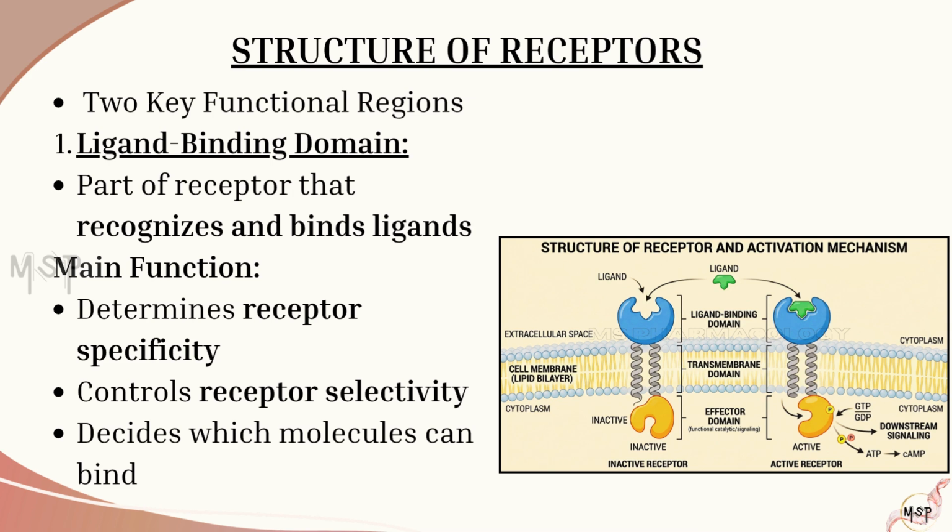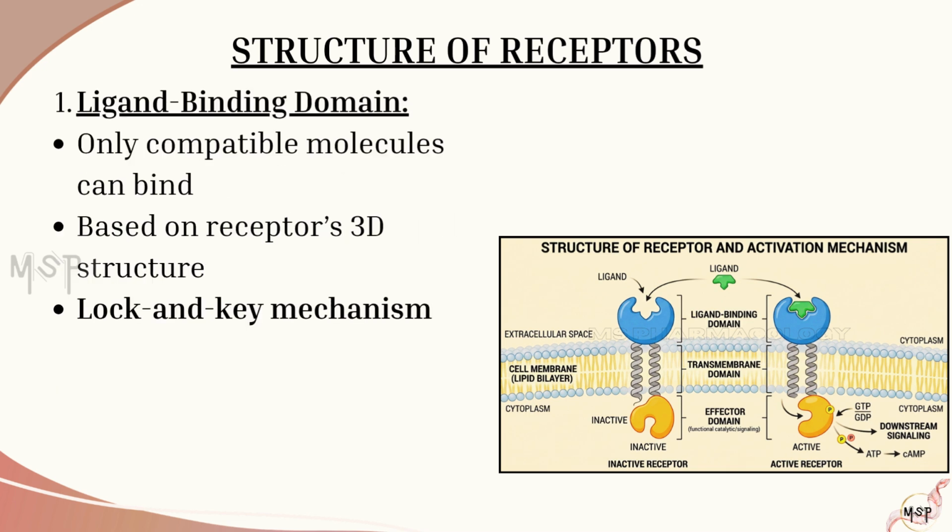Moving to the structure of receptors. Regardless of where they are located, receptors have two key functional regions. They have, first, the ligand binding domain. This is the specific part of the receptor responsible for recognizing and binding a ligand. A ligand can be a drug, hormone, neurotransmitter, or any endogenous signaling molecule. The structure of this domain determines which molecules can bind to the receptor, thereby conferring specificity and selectivity.